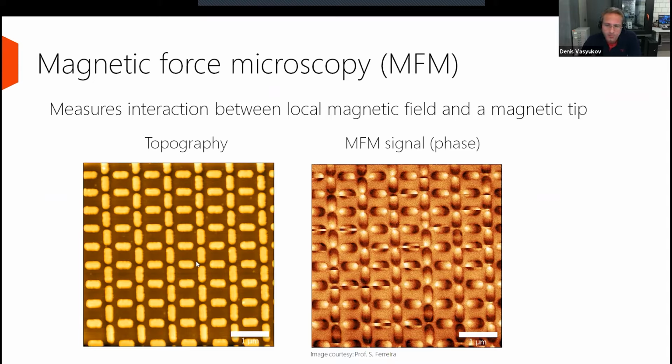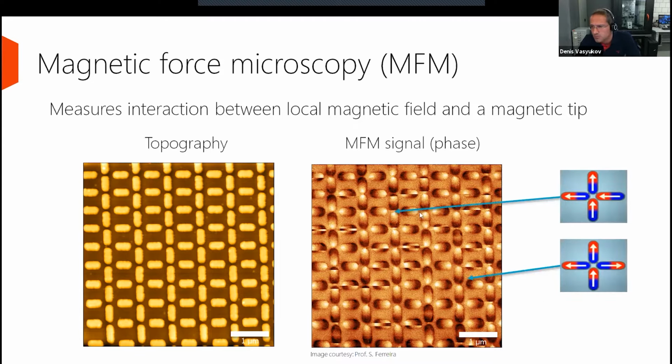So here you have an example of a spin ice system imaged with MFM. On the left, you see the topography. So these yellow dots or rectangular structures are magnetic. And on the right, you see the MFM signal. What it shows you is that all these magnetic rectangles have a different dipole polarization. So in different places, you can see there is a different magnetic configuration. So the MFM is measuring the magnetic interaction between the local magnetic field and the magnetic tip.